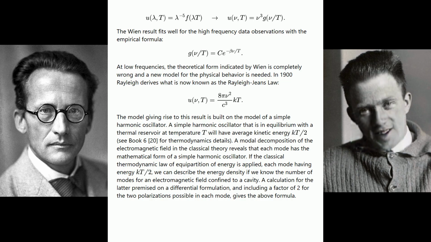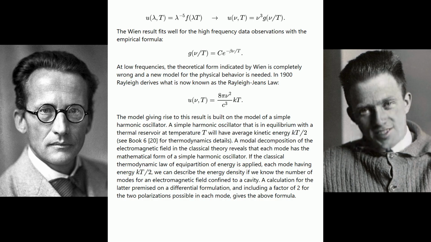In 1900, Rayleigh derives what is now known as the Rayleigh-Jeans law, see the equation. The model giving rise to this result is built on the model of a simple harmonic oscillator. A simple harmonic oscillator that is in equilibrium with a thermal reservoir at temperature T will have average kinetic energy kT divided by 2, see Book 6, 20, for thermodynamics details.